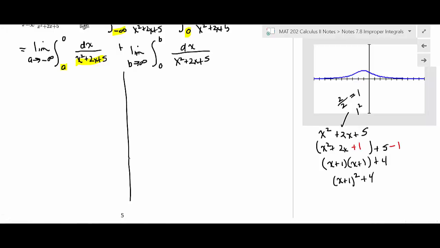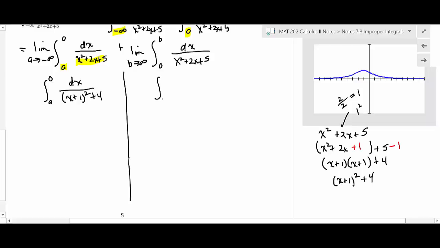So I'm going to go ahead and just forget about the limit. I'm just going to save a little bit of work. I'm just going to write this as the integral from a to 0 of dx over x plus 1 squared plus 4. And when I go over here, I'm doing the same thing. You're going to get the same integral, except the limits of integration are different. So we're going to have dx over x plus 1 squared plus 4 like that. Now you've got a formula.